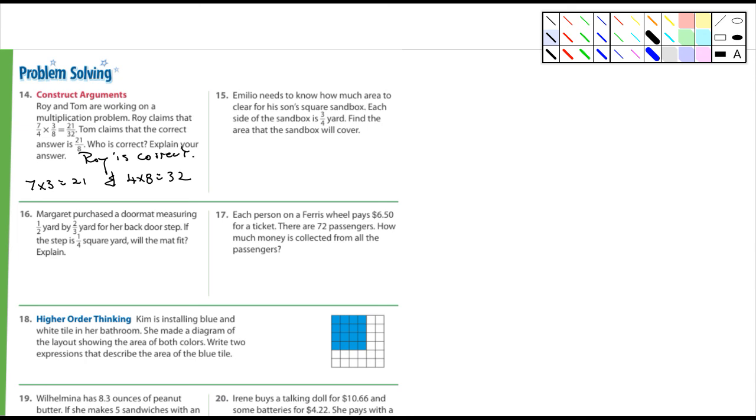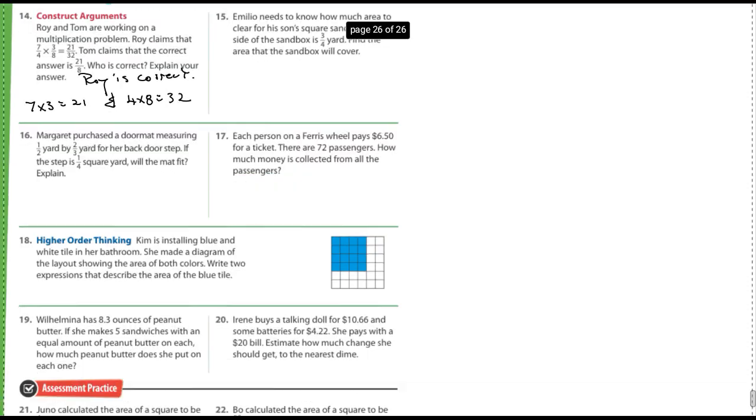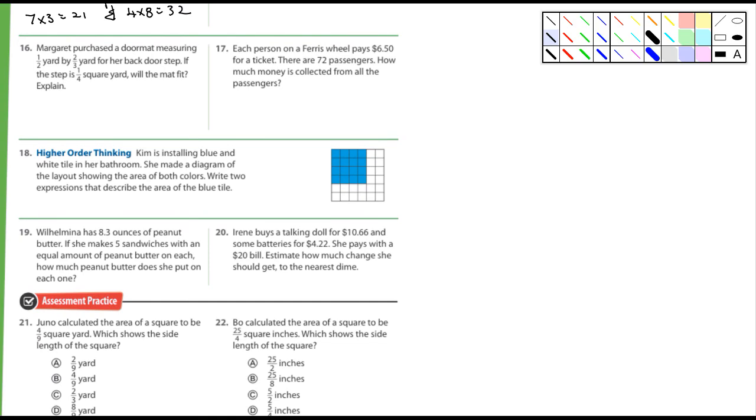All right, number 15. Emilio needs to know how much area to clear for his son's square sandbox. I made a sandbox for my kids when they were little. Each side of the sandbox is 3/4, so you're going to do 3/4 times 3/4. 16 and 17, you guys could do those.